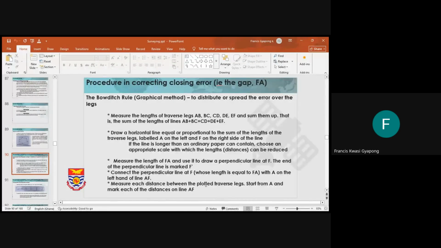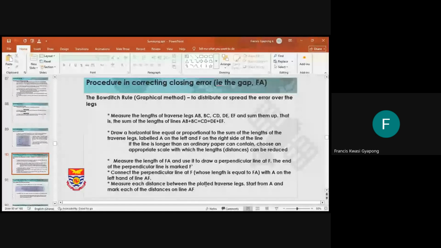Okay. If your lines are very short and you are fortunate, you have it on a piece of paper, or a piece of paper can contain it. But if your lengths are very long, there wouldn't be any piece of paper that can contain it. Then you do the second thing under bullet 2. If the line is longer than an ordinary paper can contain, choose an appropriate scale with which the lengths or the distances can be reduced. So you reduce your lengths using a chosen scale. When we get there, we shall have a look at that one too.